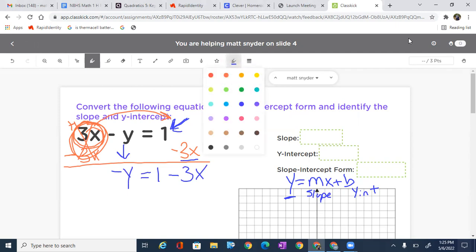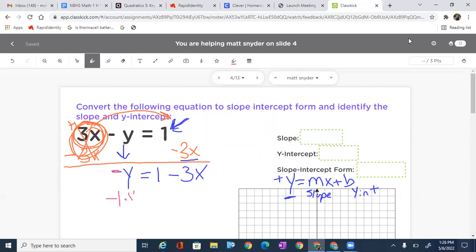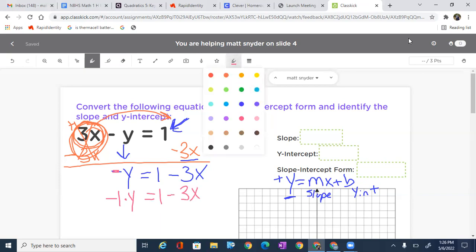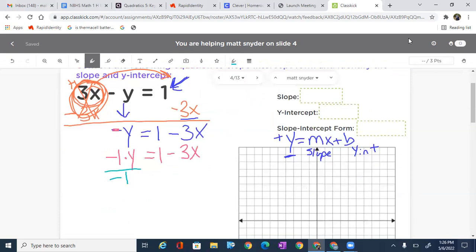Now we do have a problem here, and some people may recognize this: it's a negative y and we are looking for a positive y. So I'm going to have to get rid of this negative that's right there. If I have negative y, that's kind of like saying negative 1 times y equals 1 minus 3x. The easiest way to do this is, when negative 1 is attached by multiplication, let's just divide it out. If I do something to one side, I've got to do it to the other side of the equation. So I'm going to divide everything by negative 1, or in other words, take the opposite of what is there.